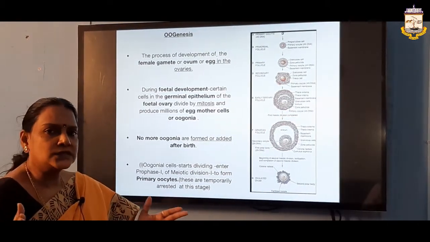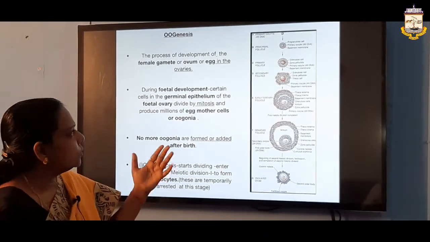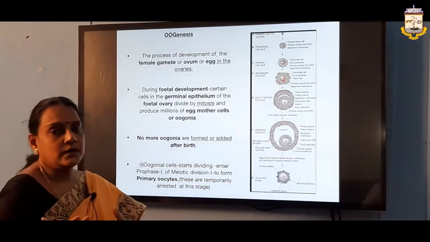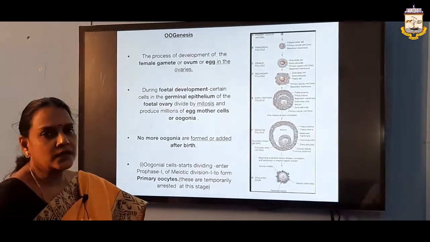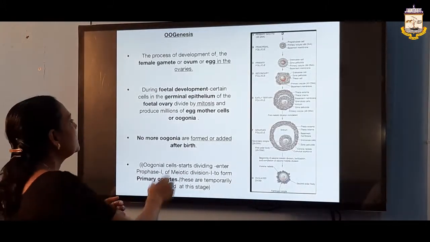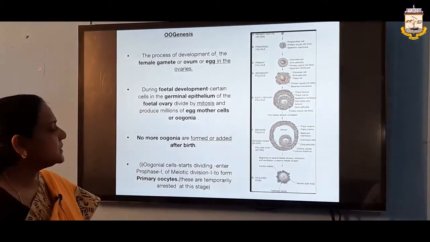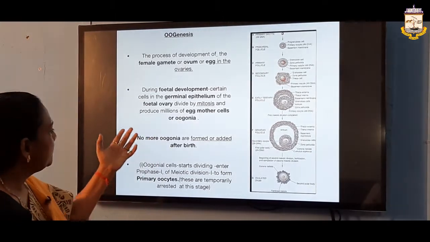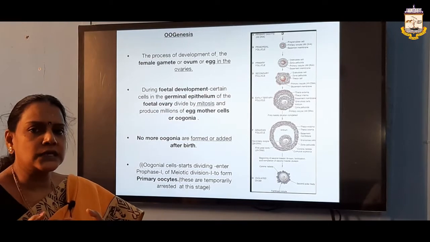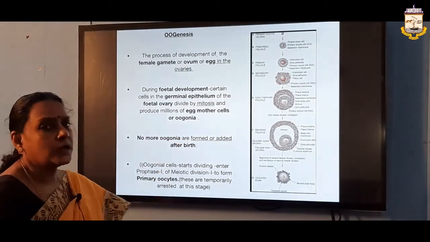Oogenesis. First, spermatogenesis is over, that is the production of sperm from the testis. Now let us go to the oogenesis, that is the development of the female gamete, or ovum or egg, from the ovaries. So the ovaries are responsible for the production of ova. Here in fetal development, which is a complex process, certain cells in the germinal epithelium of the fetal ovary divide by mitosis. First it divides by mitosis, the first division always starts with mitosis. So here, millions of egg mother cells or oogonia are present.